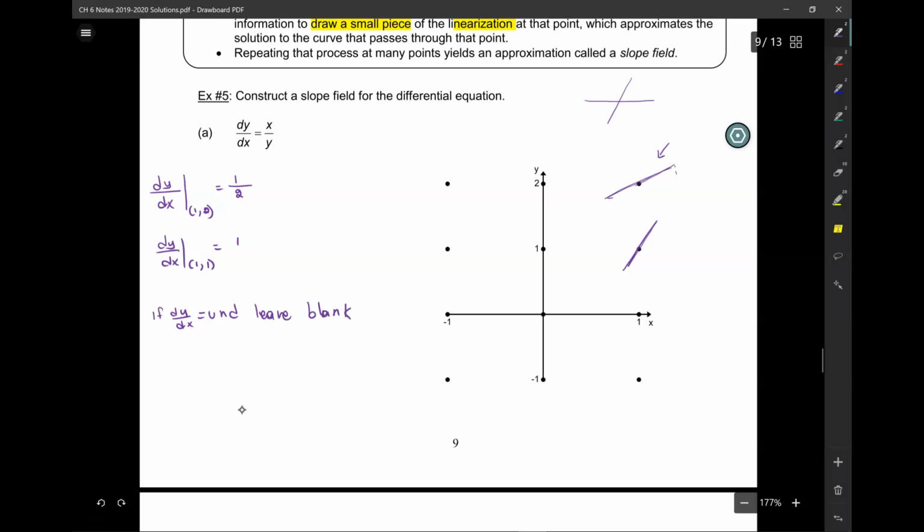So now you can actually figure out a pattern. Since this is something over y, anytime y is 0, it's going to be undefined, right? So you can just skip the entire x-axis because it's going to be undefined everywhere there. Okay? And then we get to (1, -1). Well, that's a slope of -1. And then, if it's x over y, when x is 0 and y is 2, what's the slope going to be? 0. In fact, anywhere x is 0, we're going to have 0 slope for this equation.